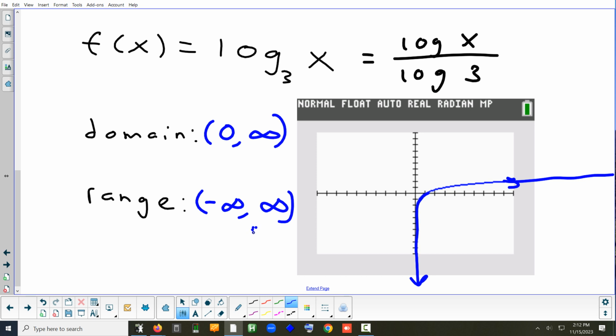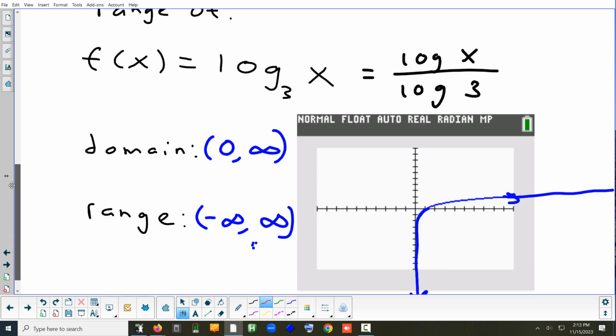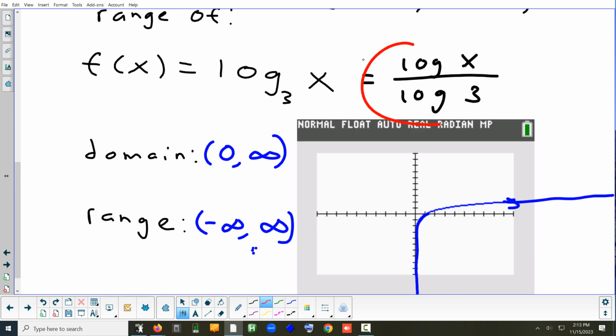Now, the domain, could you change that? What do you think, Alex? Yeah, if you shifted it. Yeah. If you shifted it left or right, like if you shifted it right 2 units, it might look something like that. And now the domain would be 2 to infinity instead of 0 to infinity. So yeah, you can shift it left and right. Any question on that, especially how to type it in on the calculator?